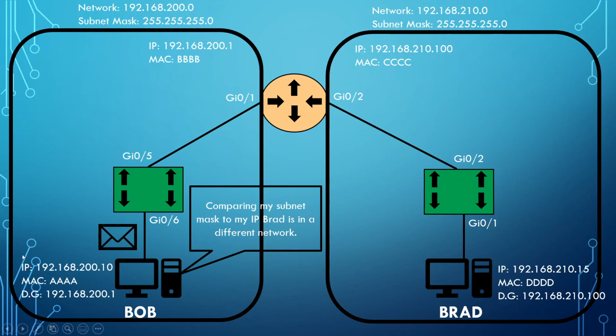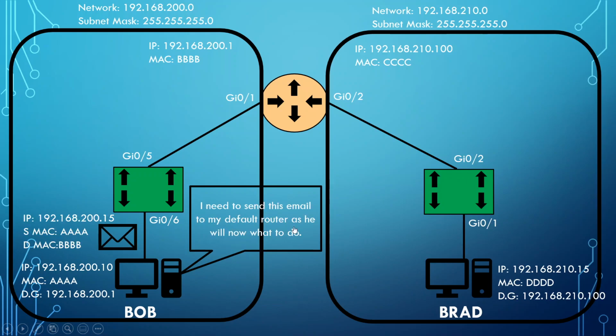So let me go through this. 192, Brad has 192. Okay, the first decimal number matches. I have 168, Brad has 168. The second decimal number matches. So far it's looking positive. I have 200, Brad has 210. That's where it stops. Uh-oh, Brad is obviously in a different network to me. My subnet mask tells me that the first 3 decimal numbers have to match for us to be on the same network. However, I have 200 in the third decimal number and Brad has a 210. So Brad resides on a different network to me.